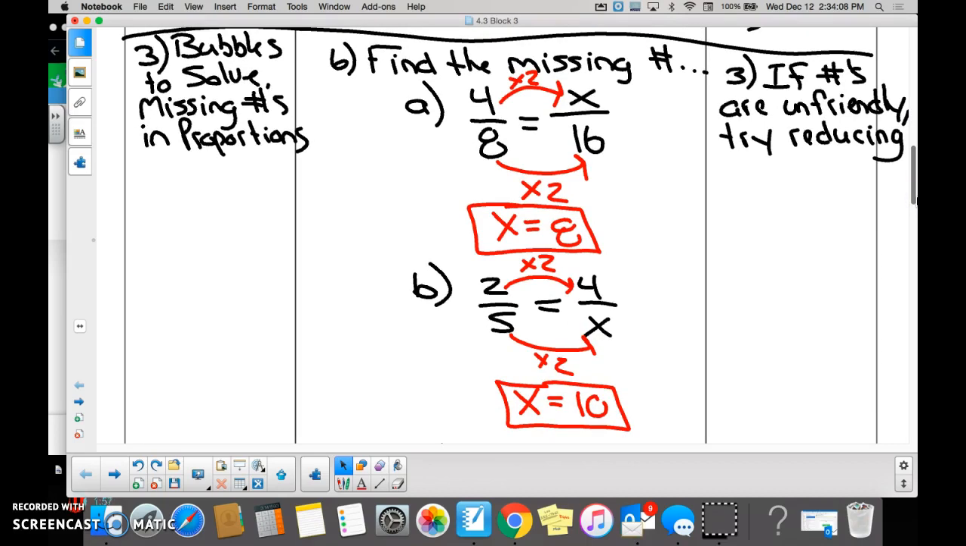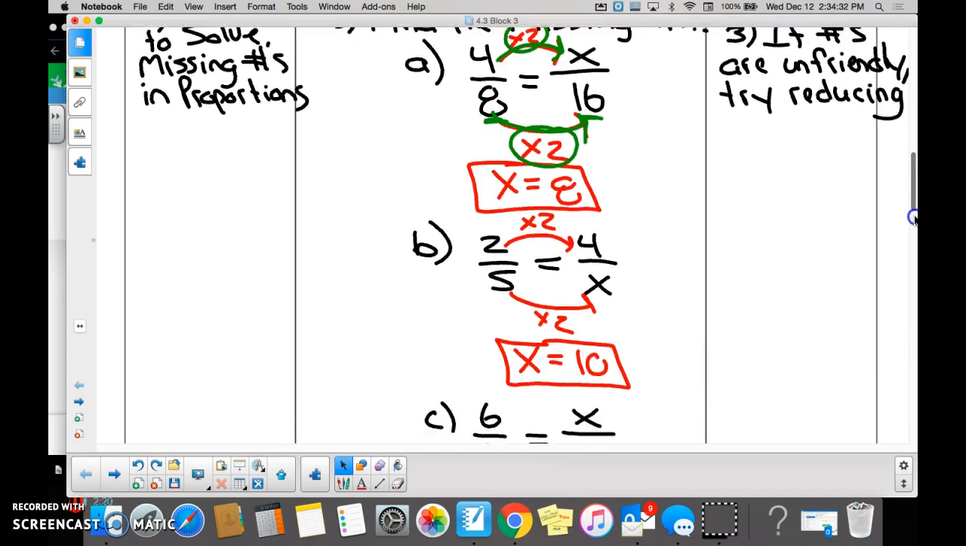Yes. And we had a ratio of 4/8, and we had a ratio of x over 16, and we need to figure out what x was. So we took what we knew, 8, we went to 16. How did we get from 8 to 16? Multiply by 2. So how are we going to get from 4 to x? And what is 4 times 2? 8. B is the same idea.